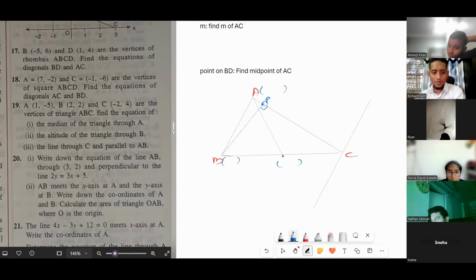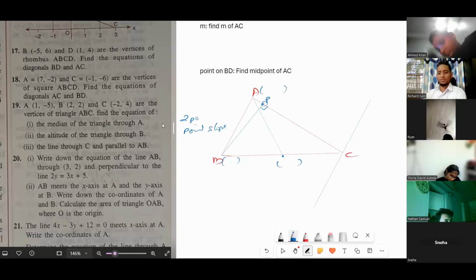For the first question, we're using the 2-point formula. For the second question, we're using the point slope formula. And the third one, equation of the line through C and parallel to AB. Parallel means find what? AB slope. Whatever AB slope is, that line's slope also will be. Why don't we have to care about whether it's passing through C or not? It's parallel to AB. So any line parallel to AB will have the same slope as AB. Is everyone clear with this question?